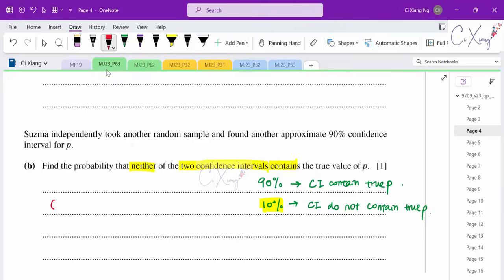For the first confidence interval, if it does not contain the P, that means 10%, so it will be 0.1. For the second confidence interval, it also does not contain the true value of P, which is also 0.1. So when you multiply these two values together, you should get 0.01. So this is for the first confidence interval, this is for the second confidence interval, and when you multiply them together, it equals 0.01. Alright, so this is how we answer question number 3.